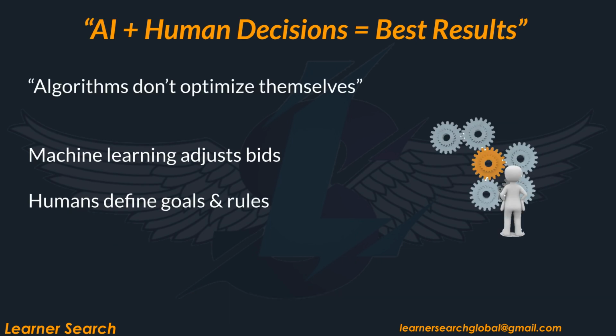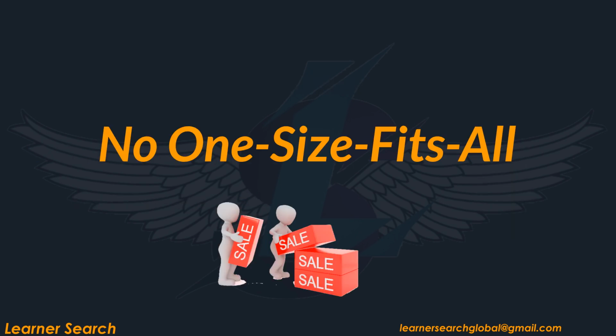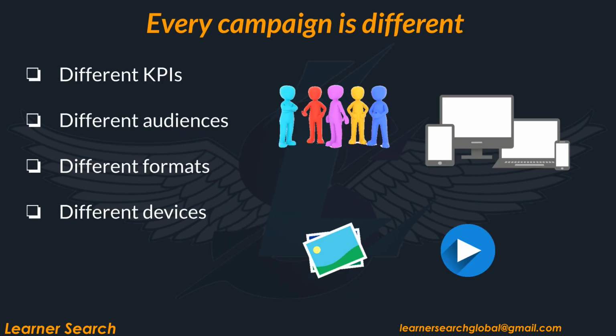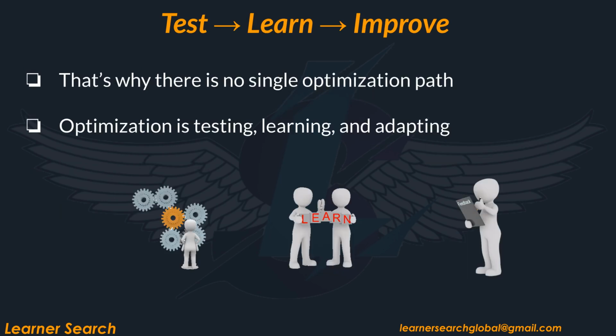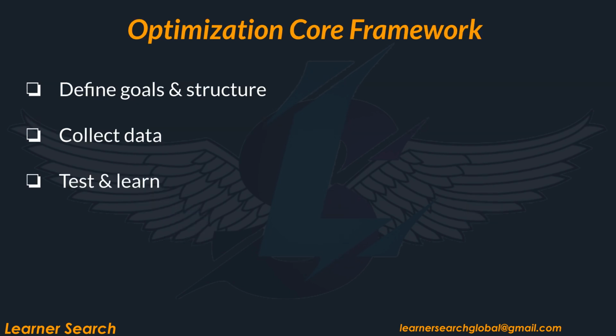Algorithms do not optimize themselves. Machine learning adjusts bids, but humans define the goals and rules. The best results come from AI plus human decisions. There is no one-size-fits-all solution for optimization. Every campaign is different, with distinct key performance indicators, audiences, formats, and devices. That is why there is no single optimization path. Optimization is a continuous process of testing, learning, and adapting. The optimization core framework involves defining goals and structure, collecting data, and then testing and learning.